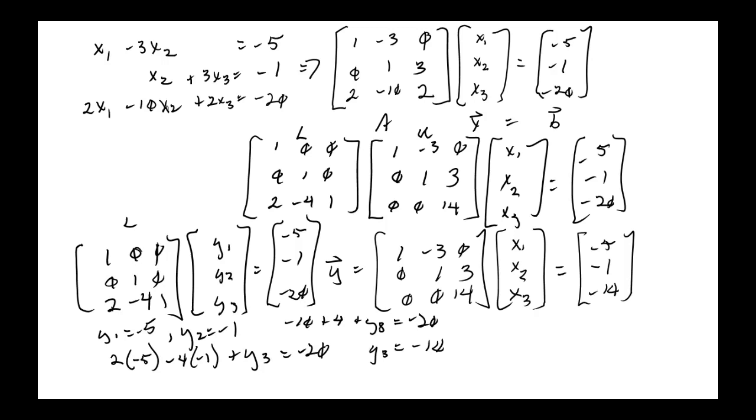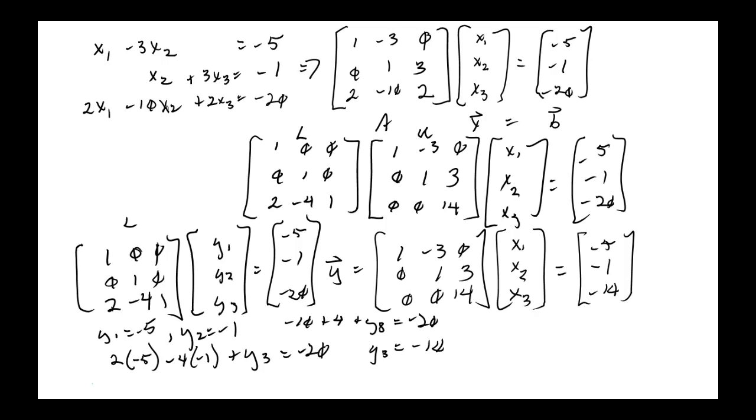I thought it was like y1. y1 is minus 5, so times 2 would give you negative 10. Yes. But we have y2 is negative 1. Right. So minus 4 times that would give you a positive 4. That would set you back to negative 6. Yeah, and that became negative 6. So what do you get, negative 20?